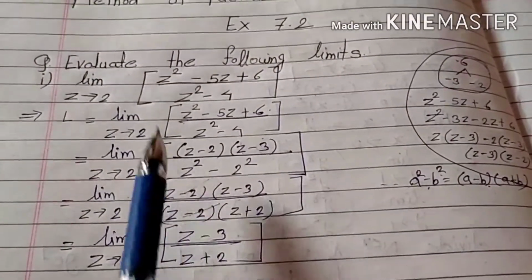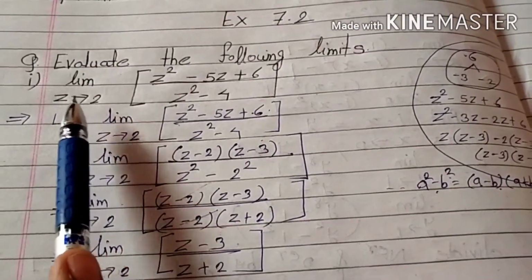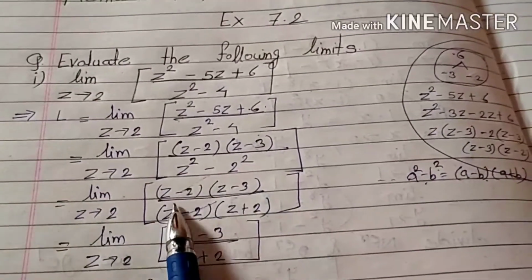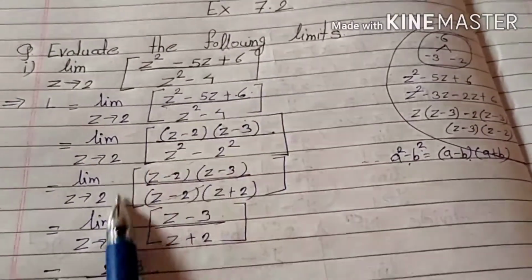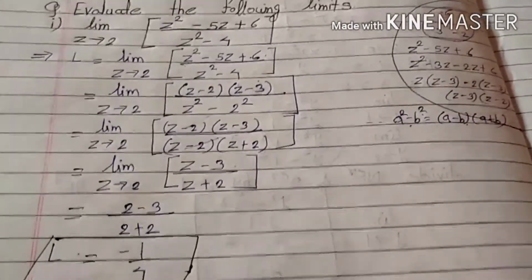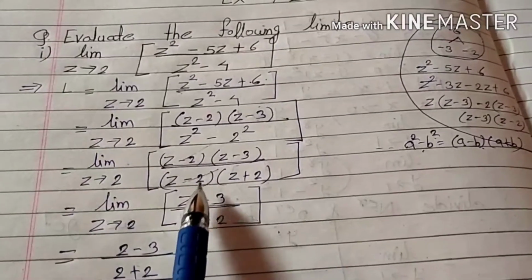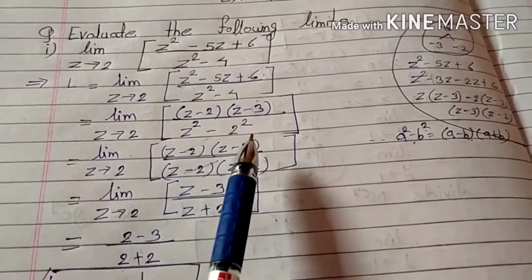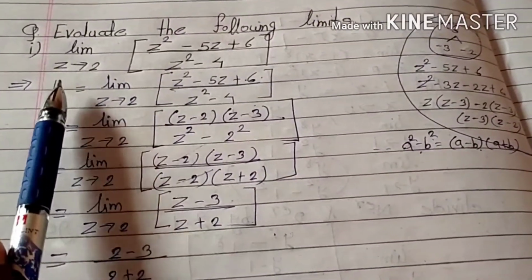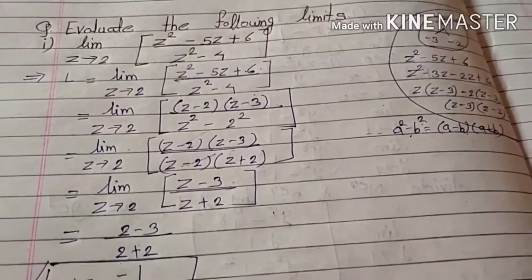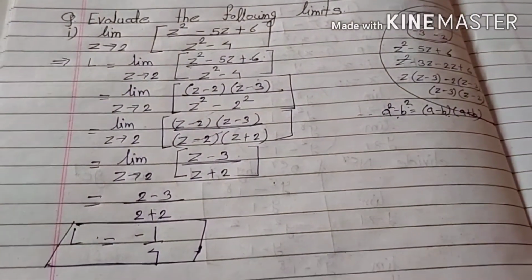You can observe that limit z tends to 2 means we have to remove the factor z minus 2, and after eliminating the factor z minus 2 in this expression, you can apply the limit, then you get your value. Because if you do not remove this factor, then your answer will be infinity. So it is wrong. That's why you must remove the factor z minus 2. It is a very simple example. Now we move towards the next example.